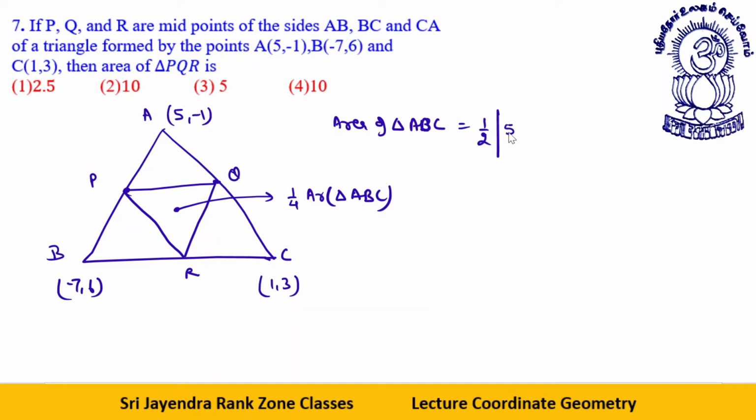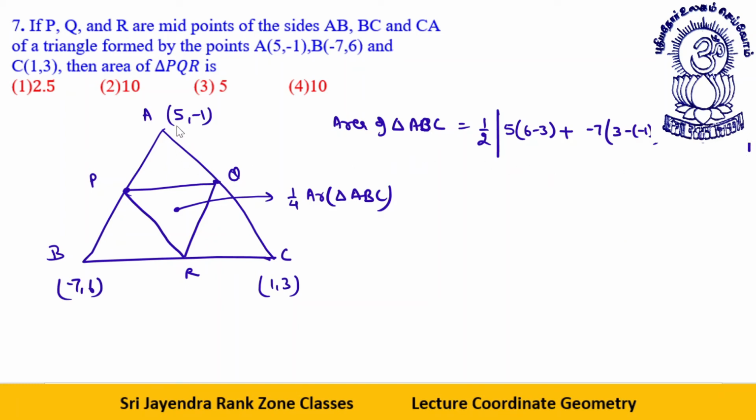I take x1, 5, y2 minus y3, 6 minus 3, plus x2. X2 is minus 7. Y3 minus y1, that is 3 minus 1. After 7 I take 1, y1 minus y2, minus 1, minus 6.